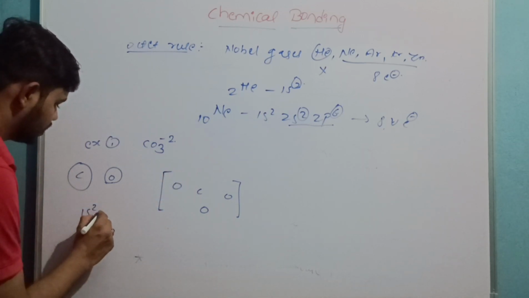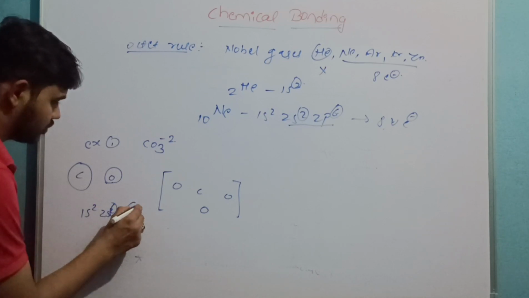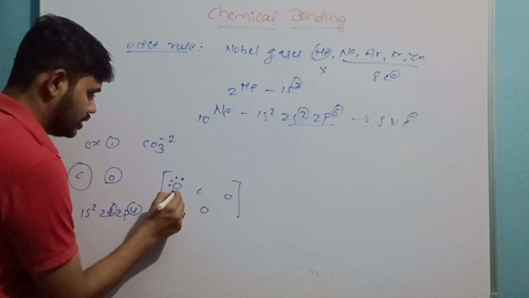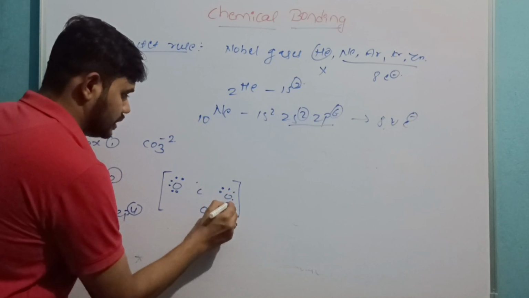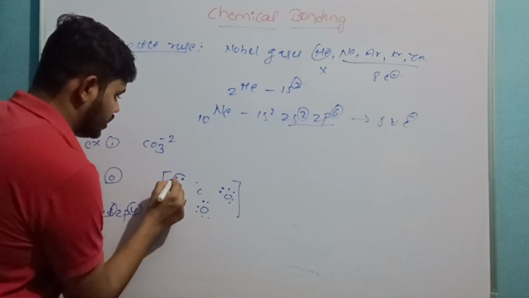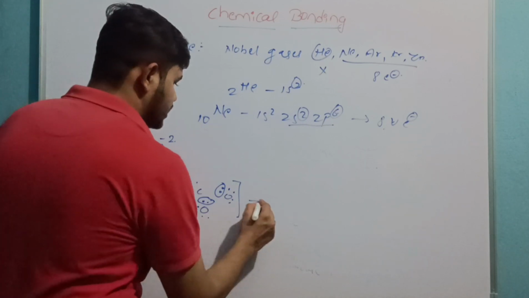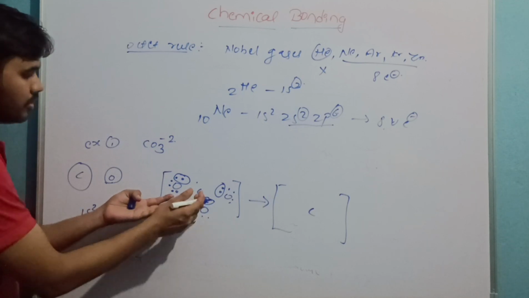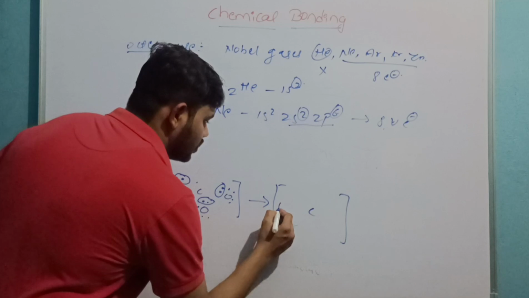Number of valence electrons in oxygen: electronic configuration 1s2, 2s2, 2p4, so 2 plus 4, 6 valence electrons. We represent them as dots, totally 6 electrons. To satisfy the octet, it still requires 2 electrons. Those 2 electrons will be given to the carbon through this oxygen, like this.